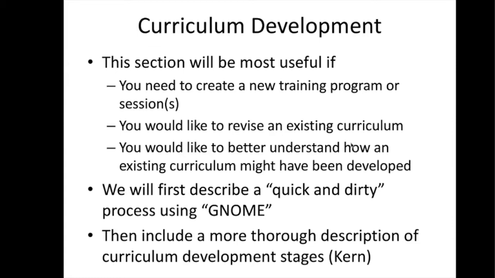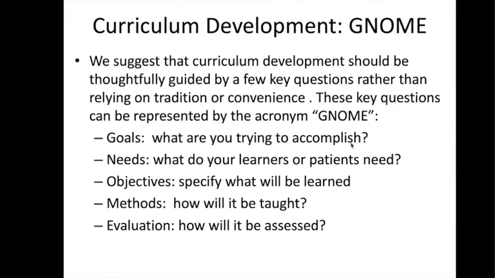The two models that we're going to be using: the first one is called GNOME, G-N-O-M-E, and the other is a more classic 6-stage curriculum model, which I expanded to 7 stages, developed by David Kern, mostly in a medical school setting, but we're using it in the School of Nursing and School of Social Work as well. Okay, so the first one up is GNOME, and GNOME simply stands for Goals, Needs, Objectives, Methods, and Evaluation.